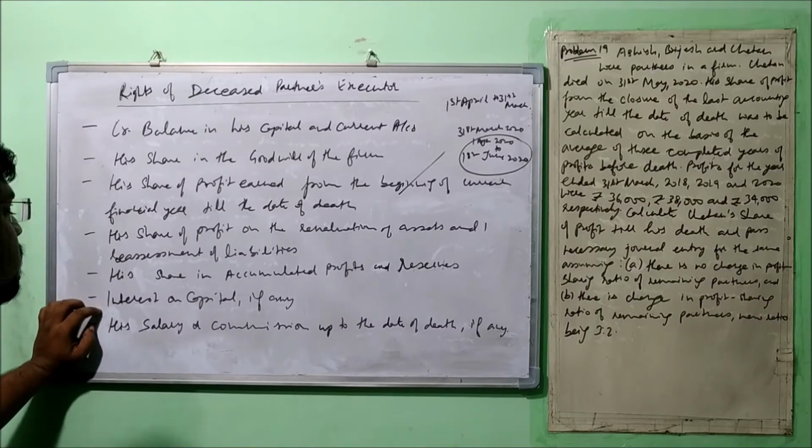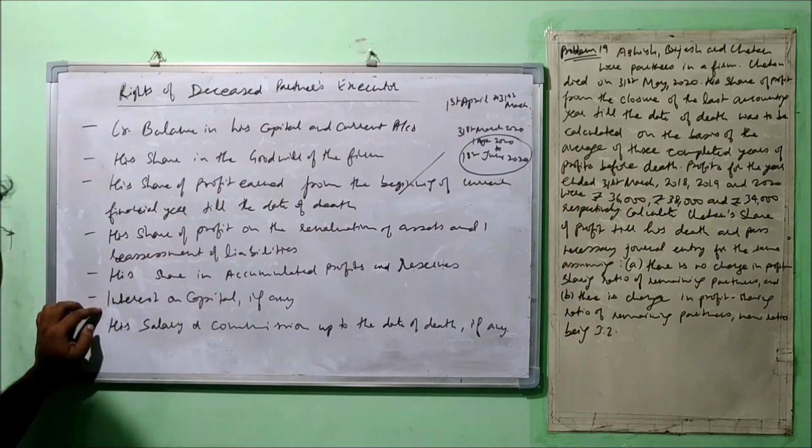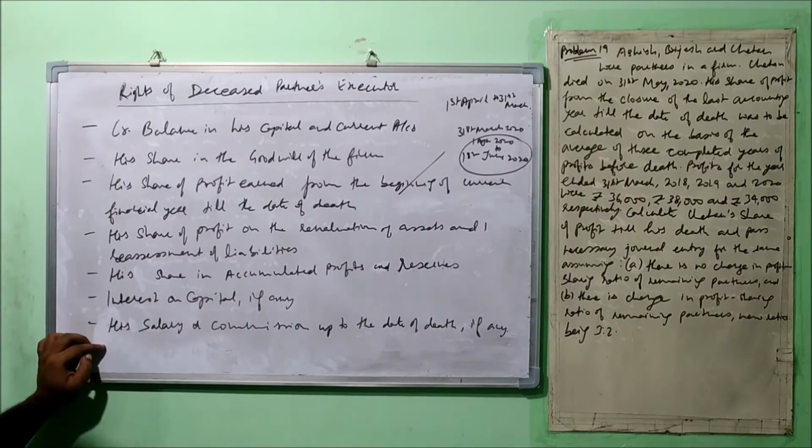Then interest on capital. If in the partnership deed it is already agreed that all the partners will get interest on capital, he will get interest on capital till the date of death. Next, his salary or commission up to the date of death. If he was getting any salary or commission, then up to the date of death he is also entitled to get that. Understood the point?